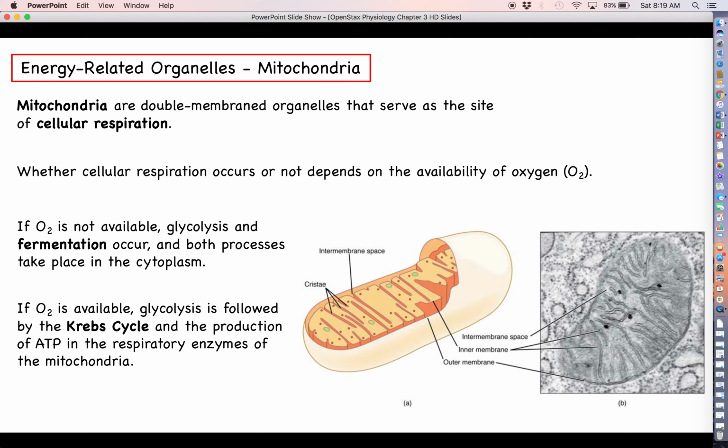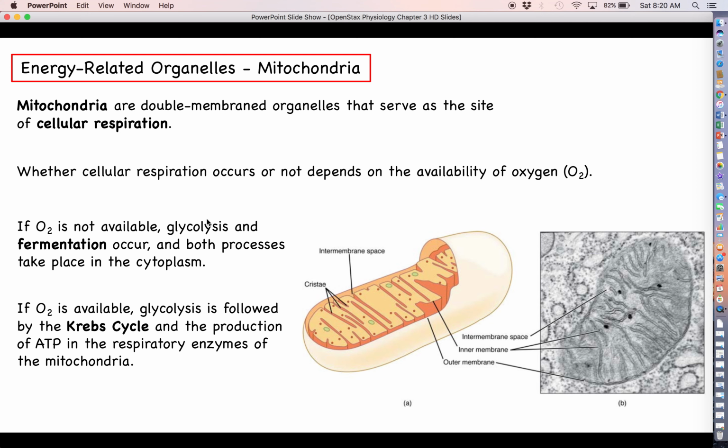We already said this is going to be the site of cellular respiration in the cell. We already saw back in chapter 2 what cellular respiration is all about. That's going to be how our cells make the majority of the ATP that we need to power our energy-demanding processes. But whether cellular respiration occurs or not is going to very much depend on whether oxygen is available. Mitochondria, for most of their cellular respiration functions, are going to need oxygen. If we don't have oxygen, those processes cannot occur. So if oxygen is not available, cellular respiration will not happen.